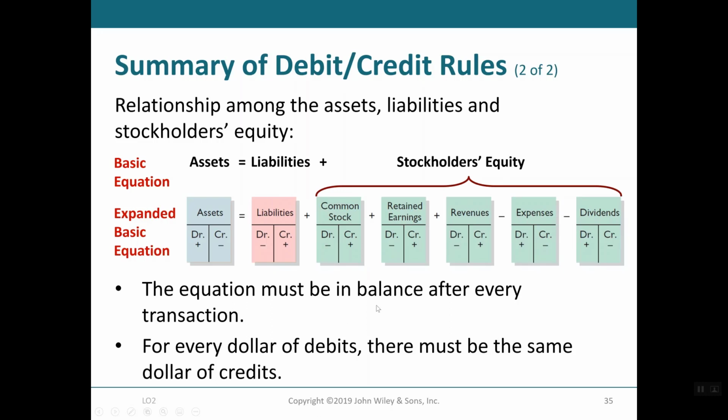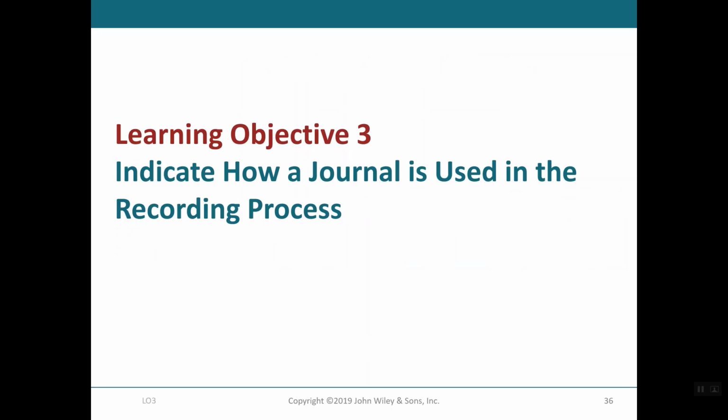The equation must always be in balance after every transaction. For every dollar of debit, there must be the same dollar of credit. Okay, you don't debit $50 and credit 20. Your account is not balanced. So if you are putting $50 in debit, you have to put $50 in credit. If you put 1 cent in debit, you have to put 1 cent in credit. Okay, for every dollar of debit, there must be the same dollar of credit.